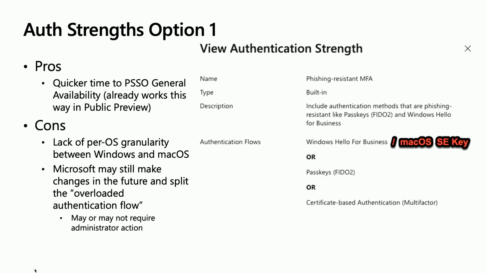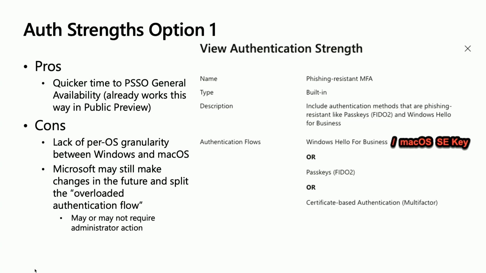So today, in the public preview, macOS Secure Enclave key is actually included in that Windows Hello for Business bucket. What we could do, which would be fairly quick if we can get the appropriate buy-in and the feedback that this is the right direction to go, is just update this string in the portal here to say it's Windows Hello for Business and Secure Enclave key.